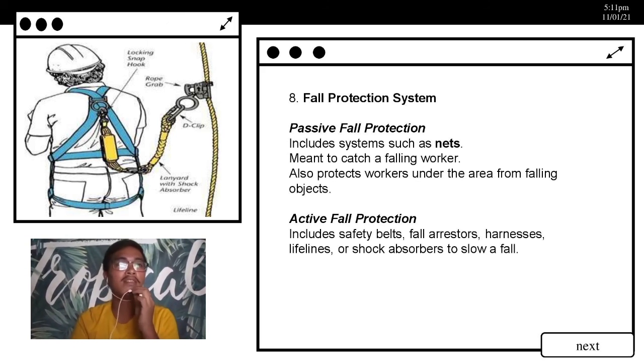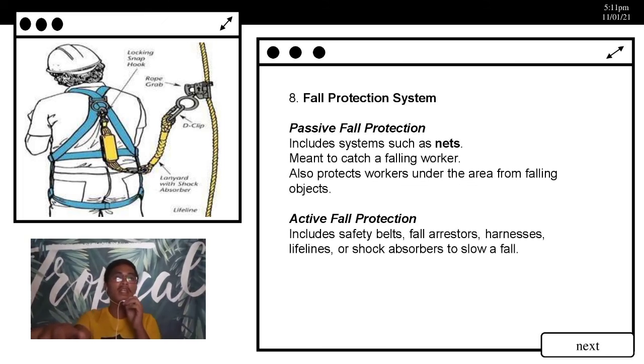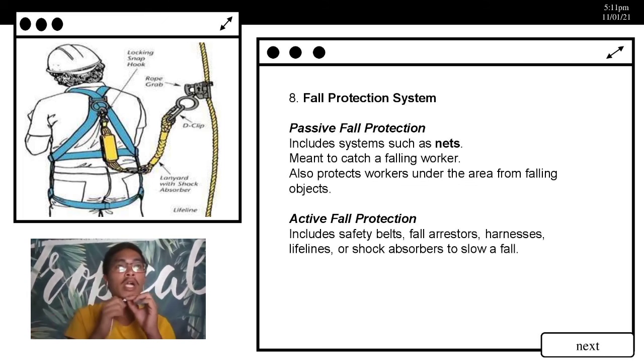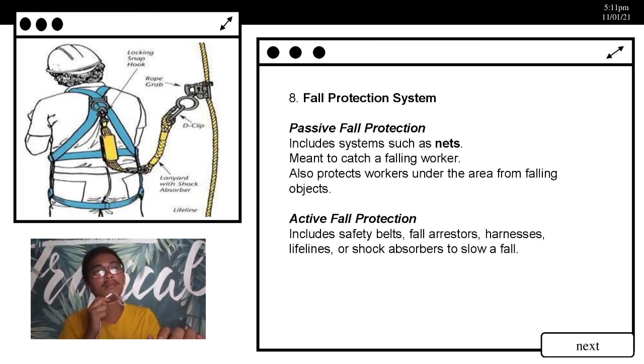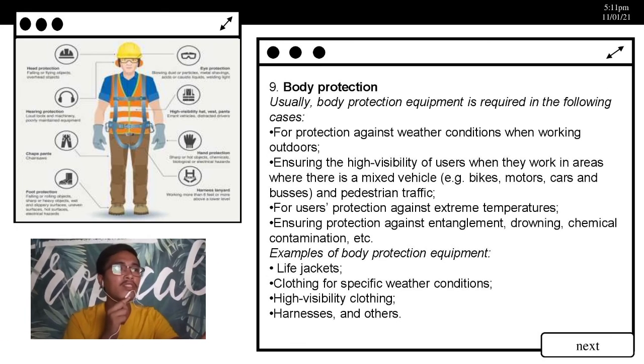So the next one is the active fall protection. This includes safety belts, fall assisters, harnesses, lifelines, or shock absorbers to slow a fall. So it is the same as the passive, but this active one has more kinds of protection or other parts that will protect you. So the last one is the body protection.